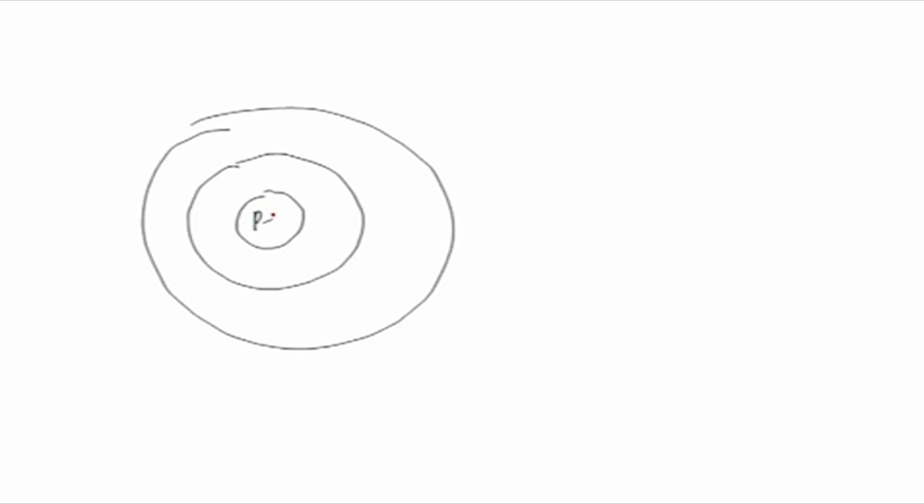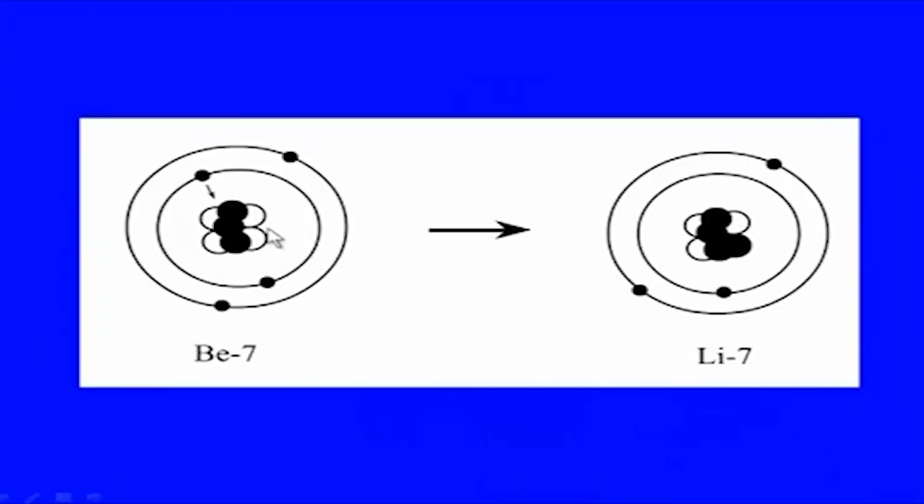So, you have protons and neutrons in here, and you have the K or L shell containing the electrons. In this particular case where X-rays are generated, the electron is taken up into the nucleus, and then the generation of X-rays takes place. So, this is another way of decay. Let us see this here also. Here, beryllium 7 is one example that I showed you.